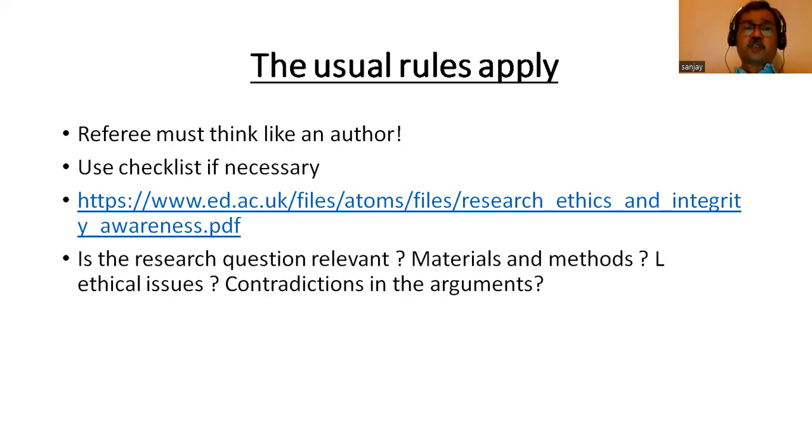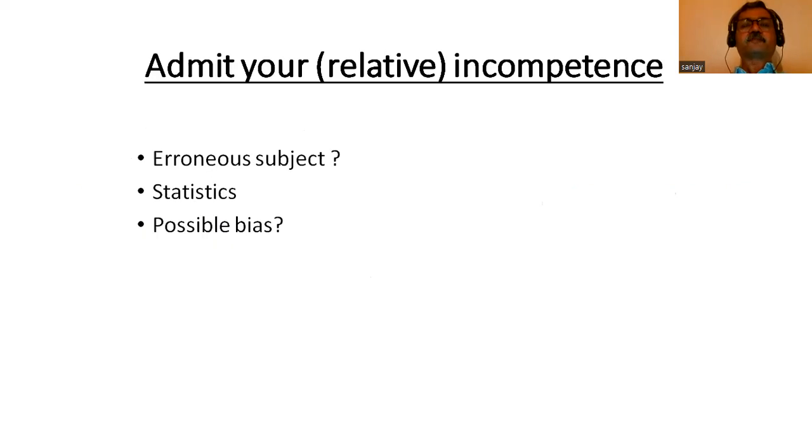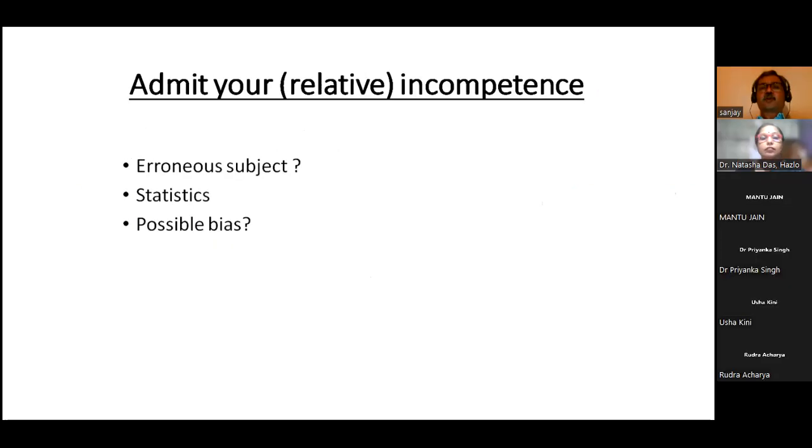You might, of course, need to get back to the author and say, is it an erroneous contradiction on your part? You say this. Are you trying to say something? Is it a misunderstanding on my part? You need to get these things across and send in the comments to the editor. You need to admit what I call your relative incompetence. For instance, is it an erroneous subject? By erroneous subject, what I mean is just what happened last week. I received a paper which had a histopathology component as well as a microbiology component.